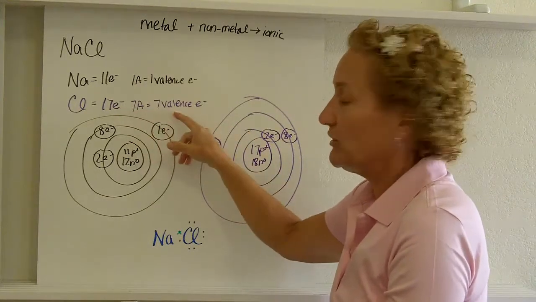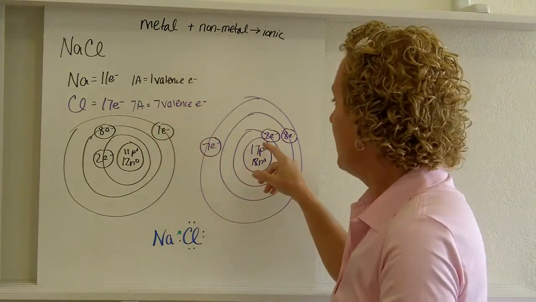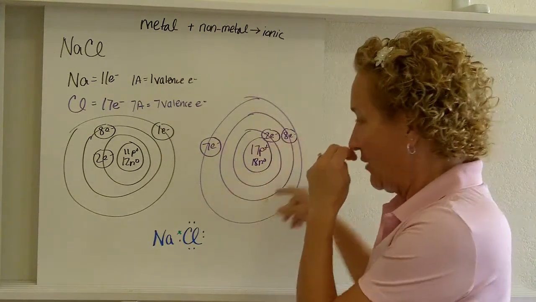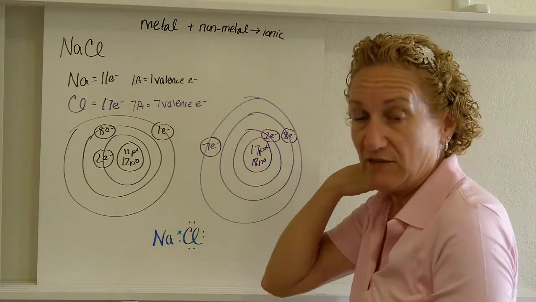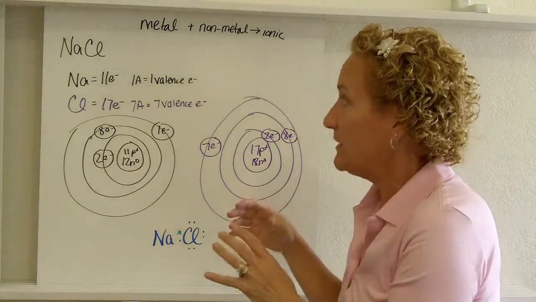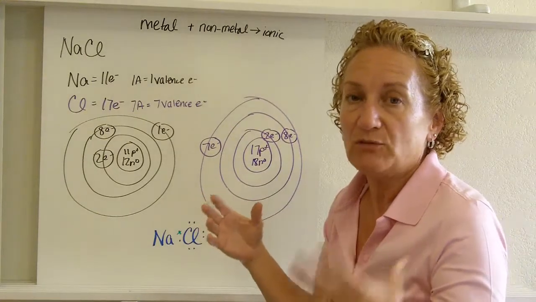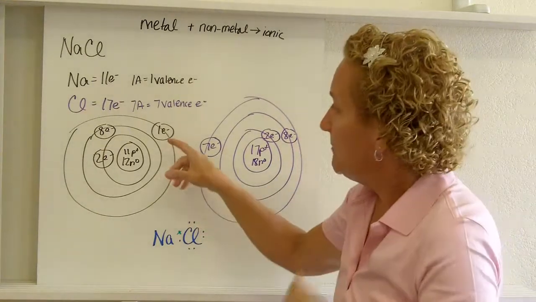Chlorine has 17 electrons. It's in group 7A, so I'm going to look for 7 valence electrons. And I have 17 and 18. I have 2, 8, and then in the outer shell, I have 7. So there's my 17. Now what literally happens, and you know sodium chloride is a very stable compound, it's table salt. We use it all the time. We have it all the time.